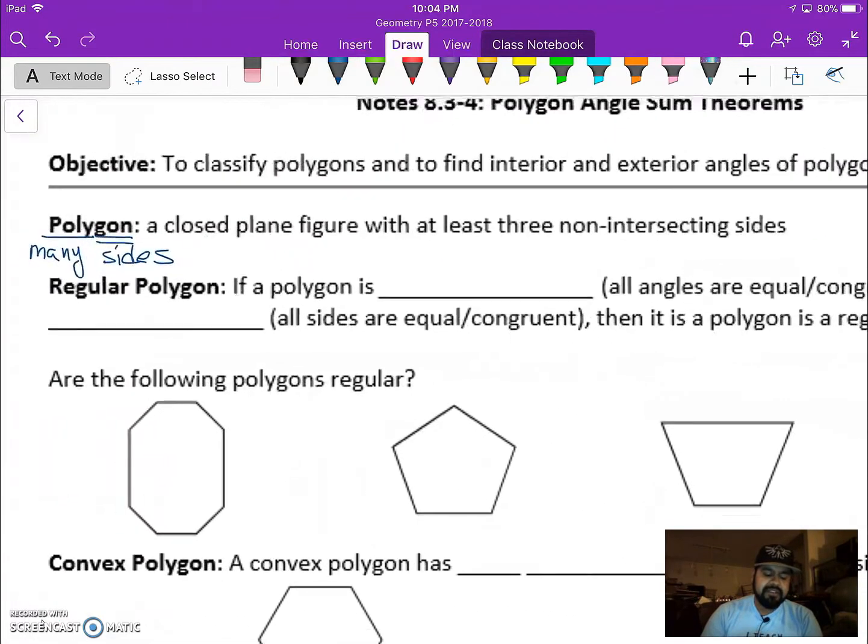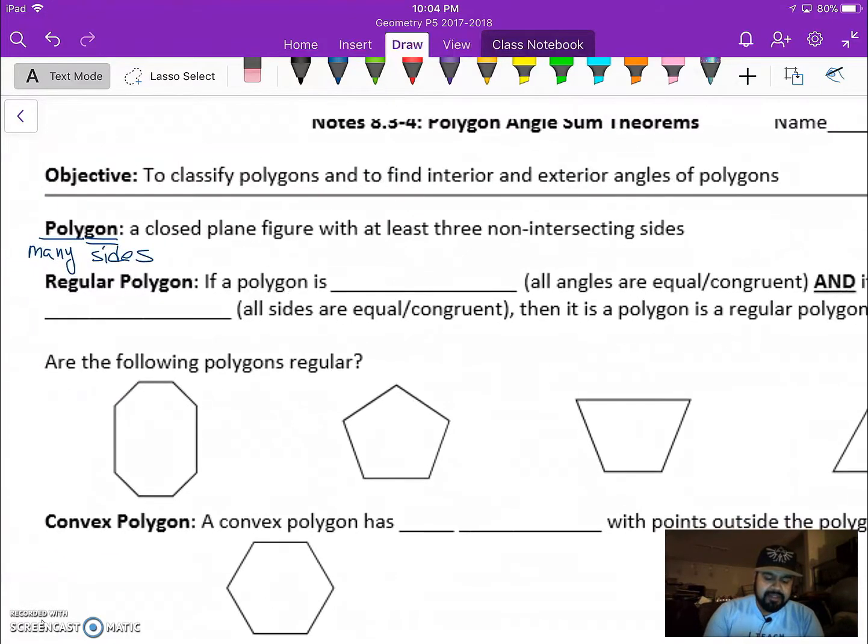So we say a polygon is a closed plane figure. You have to have at least 3 sides, so the smallest polygon in terms of number of sides you can have is a triangle, and then from there you have all sorts of different shapes. Now we say that a polygon is regular if you have all angles congruent, which means equiangular, and if you have all the sides congruent, which is equilateral.